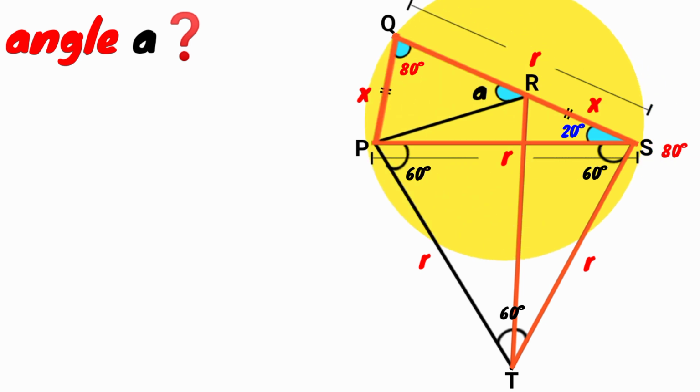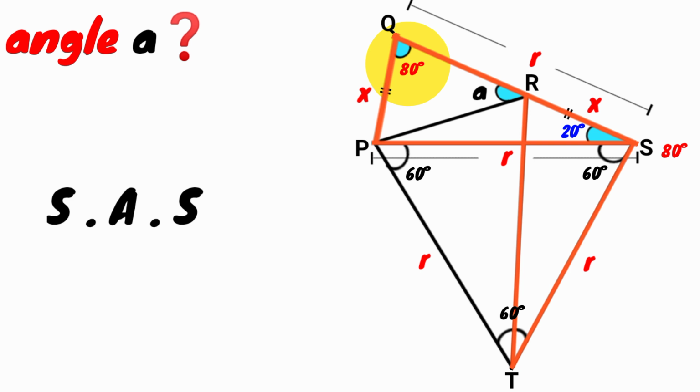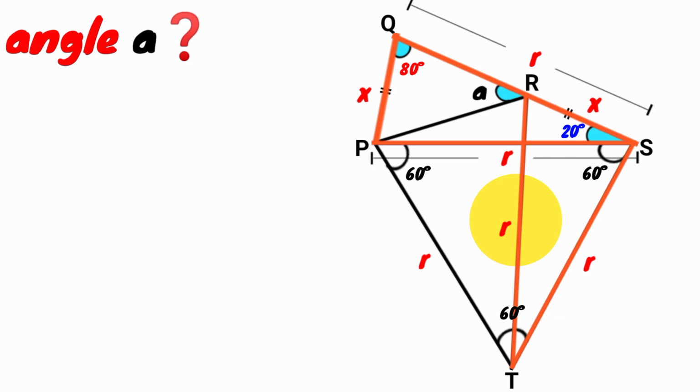Same is for this triangle PQS. The length of this side is x and this is R. We have the size of this angle which is between them to be 80 degrees. That fulfills one of the criteria for the congruency of two triangles, SAS. So therefore, this triangle RST and this PQS are congruent triangles. So since this side facing angle 80 degrees is R, this side also facing angle 80 degrees must also be R in length.